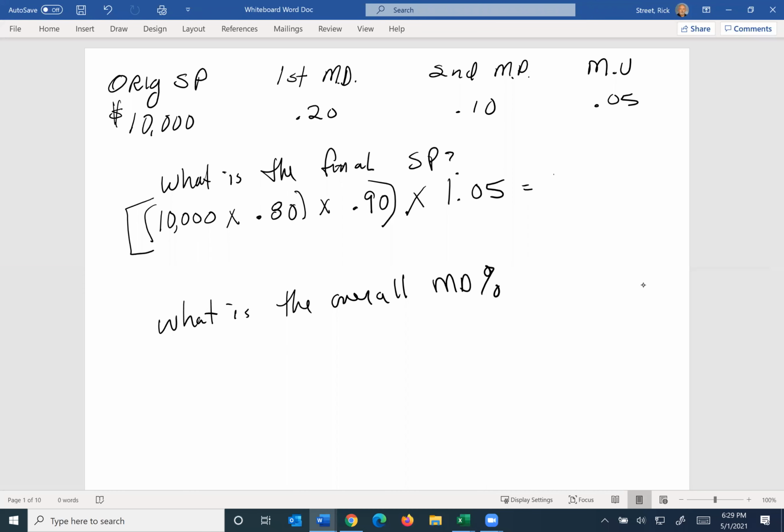And this amount is 7,560, which is the final markdown. So to find the markdown percentage, we take the original amount of 10,000, subtract the 7,560, and divide that by 10,000 to get the percent markdown.